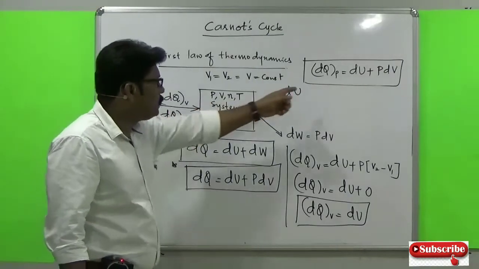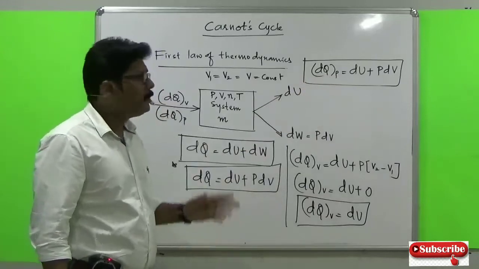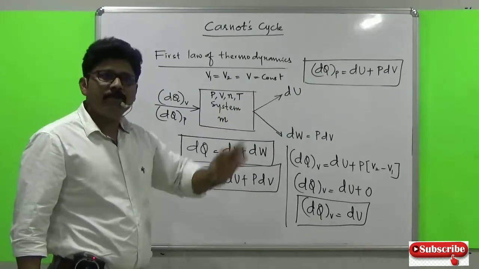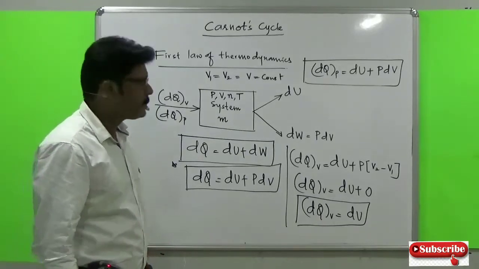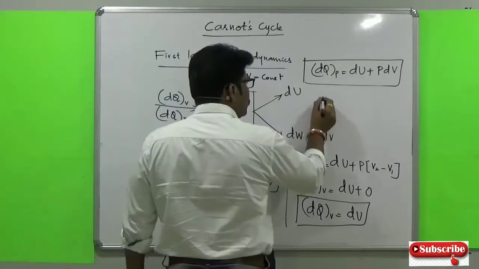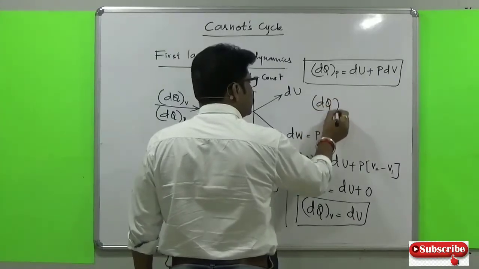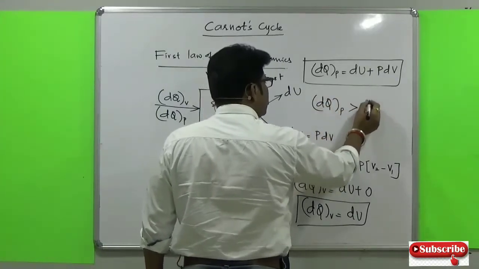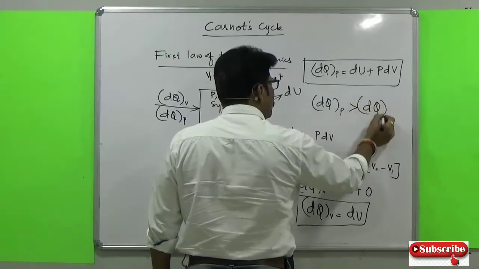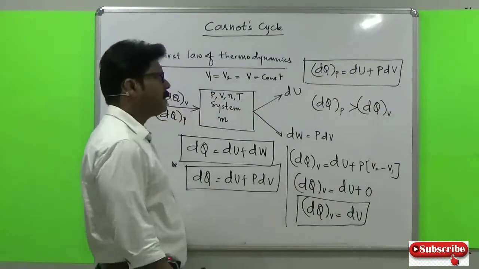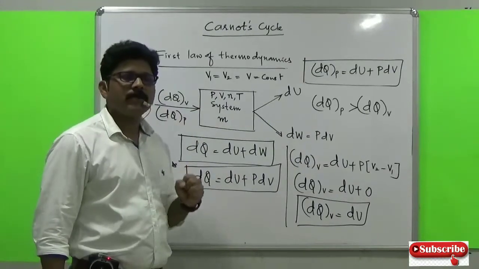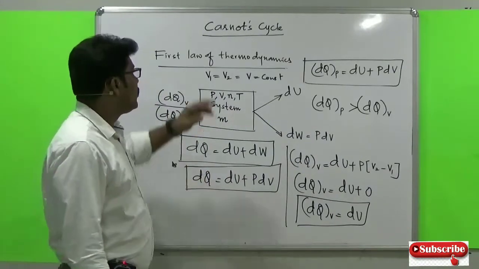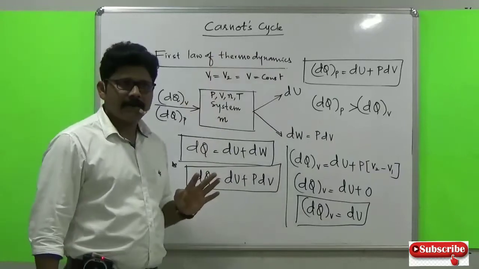ठीक बोले तो इसमें दो तरह से यूज हो रहा हमारा, du हो रहा और p into dv. Two ways it is utilizing. That means dq at a constant pressure is greater than the du at a constant volume. Is it clear this one? So this is the information from first law of thermodynamics we require for Carnot cycle.